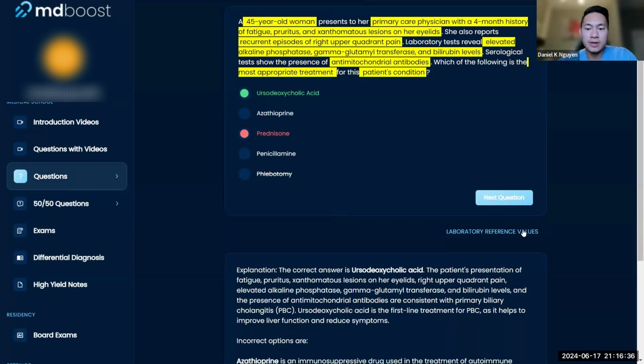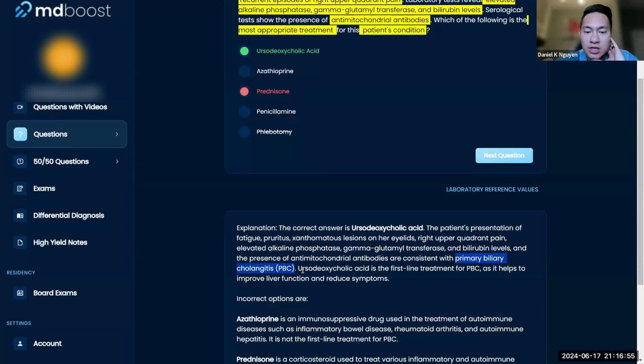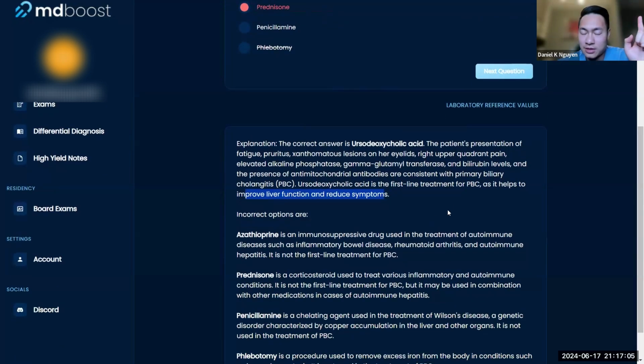Okay, so let's talk about the first one. Primary biliary cholangitis is going to be your diagnosis here. That's because of the antimitochondrial antibodies, and if you remember what this does, it scars down the biliary tree, so what ends up happening is you build up a bunch of bilirubin. It backs up all the way back. Ursodeoxycholic acid is first line treatment. It improves liver function and symptoms, and if I remember correctly, it helps secrete more bile, but you might have to look at the mechanism.